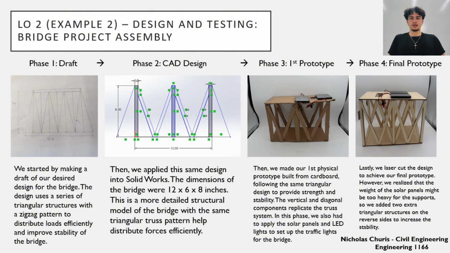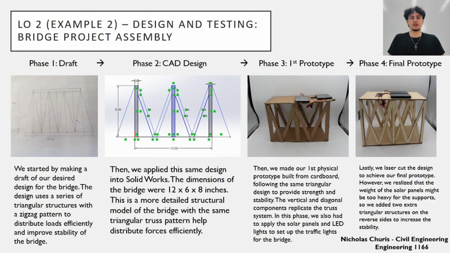For example 2 for my second learning objective, I used a bridge project assembly. We started off by making a draft on paper of our desired design for the bridge. We used triangular structures with a zigzag pattern because we thought this would distribute the loads efficiently and provide the best stability to the bridge.